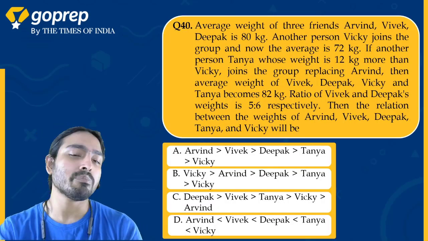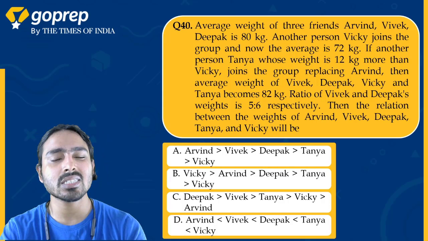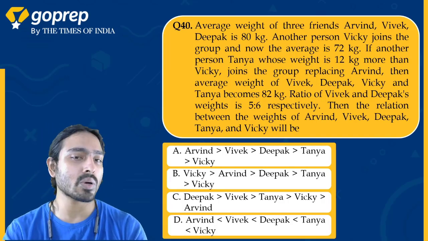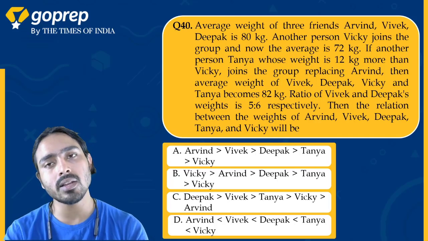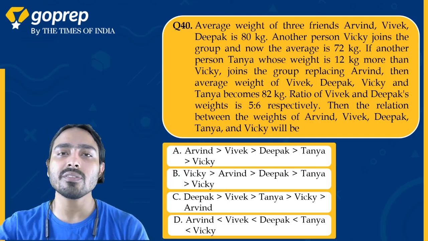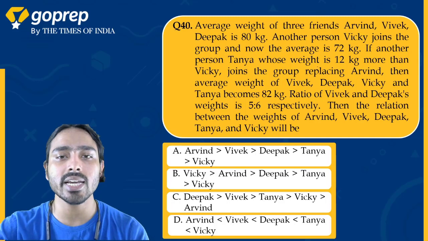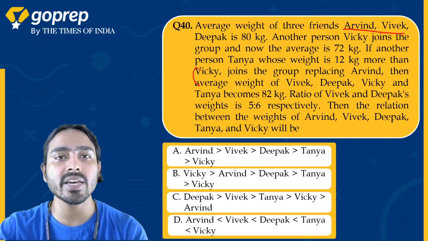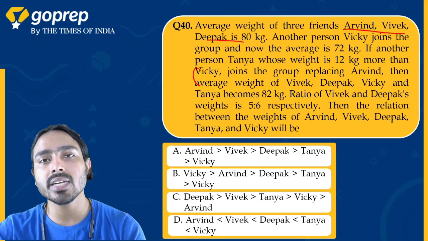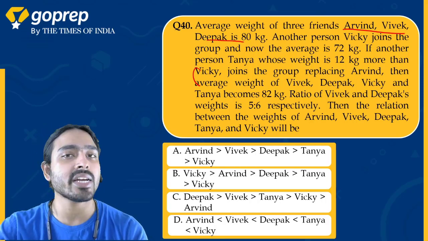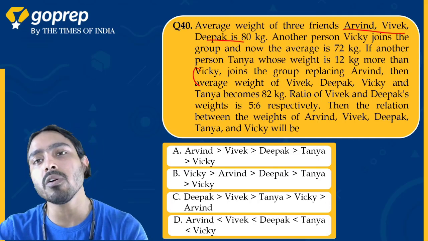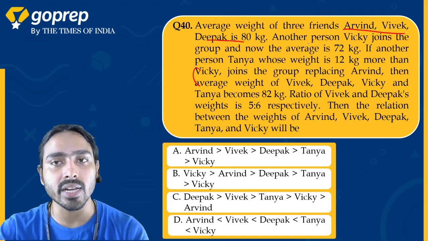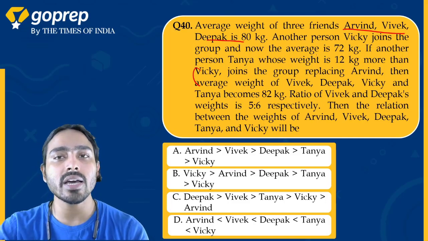Now this is a big question which I would say is an easy one, right? If you are confused in it, you are going to lose too much time and too many marks as well. So what you have to do is go through whatever the question is saying and find your results from that only. So what it is saying is: Arvind, Vivek, Deepak, if you add all their ages, the average you get is 80, right? So you can actually find the sum of the total weights by adding the weights. So the sum of the total weight you can get. So when Vicky joins, the average is 72.